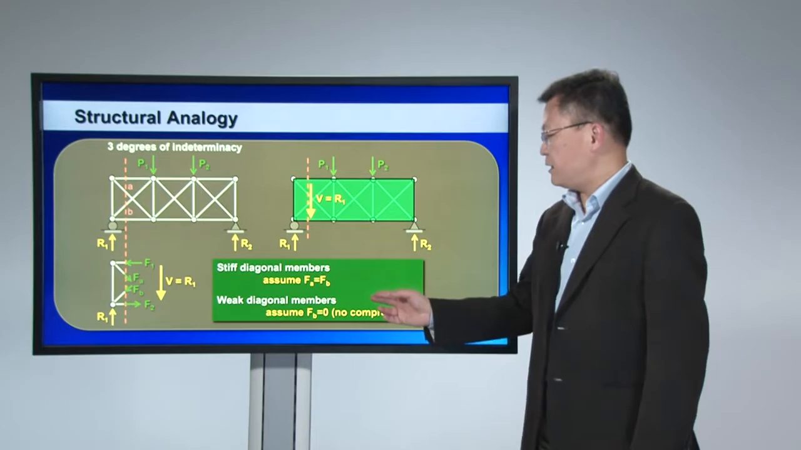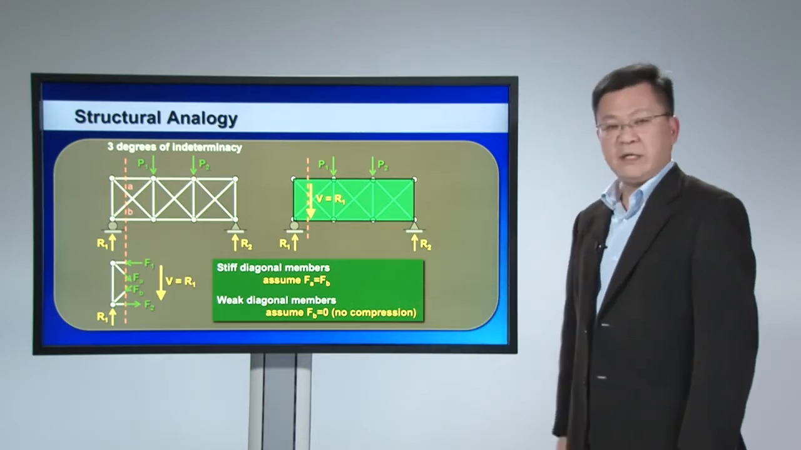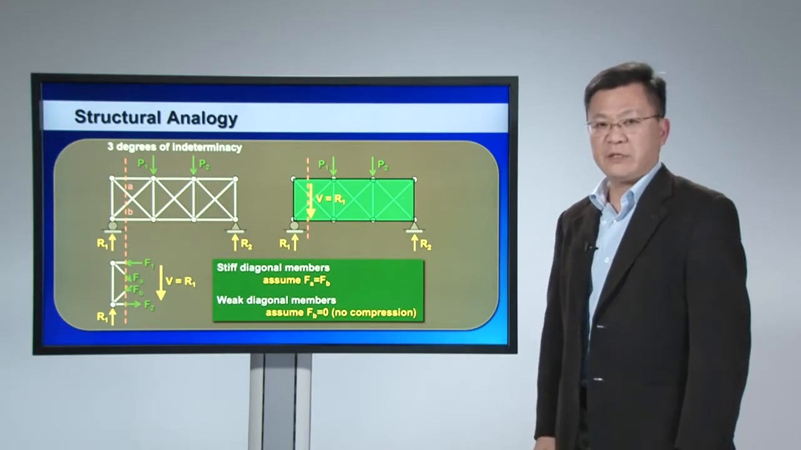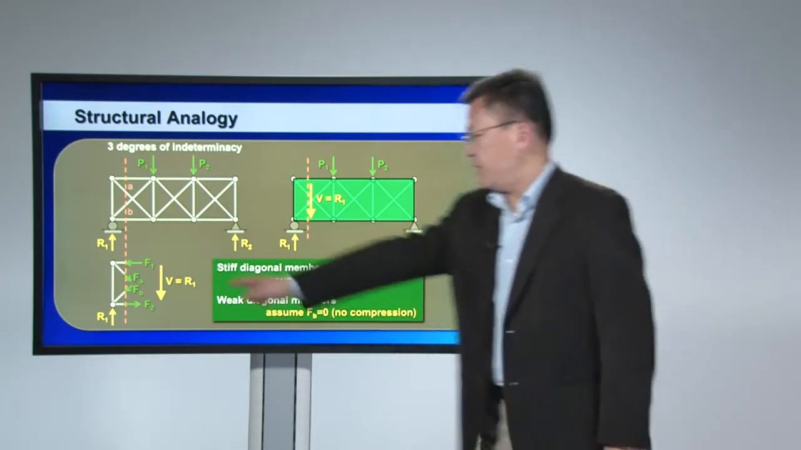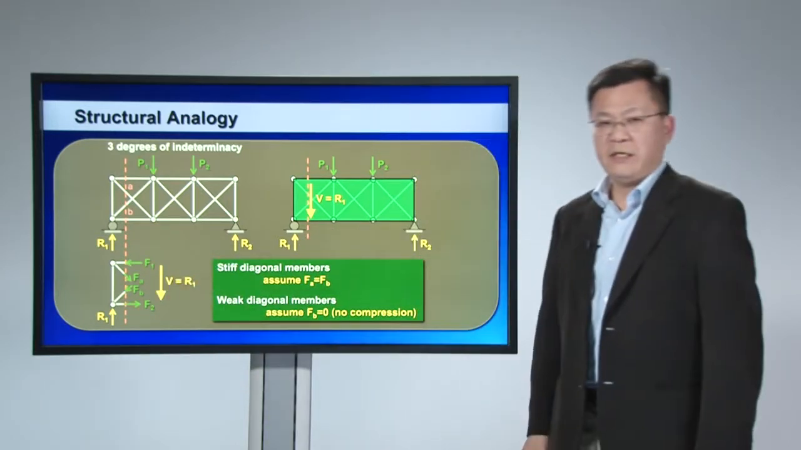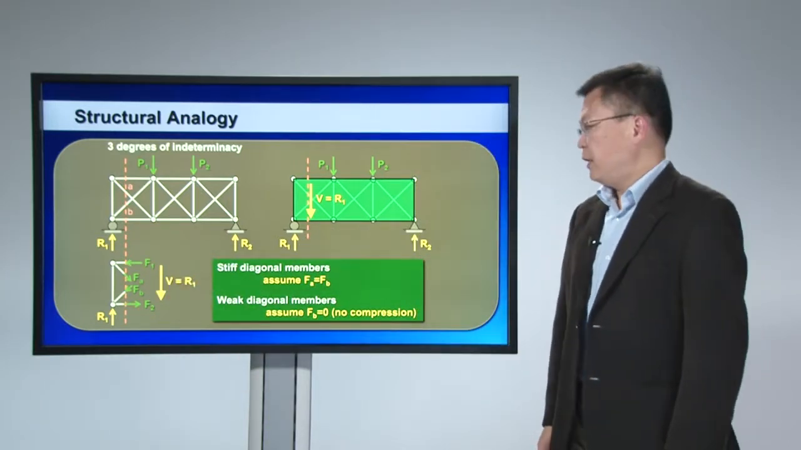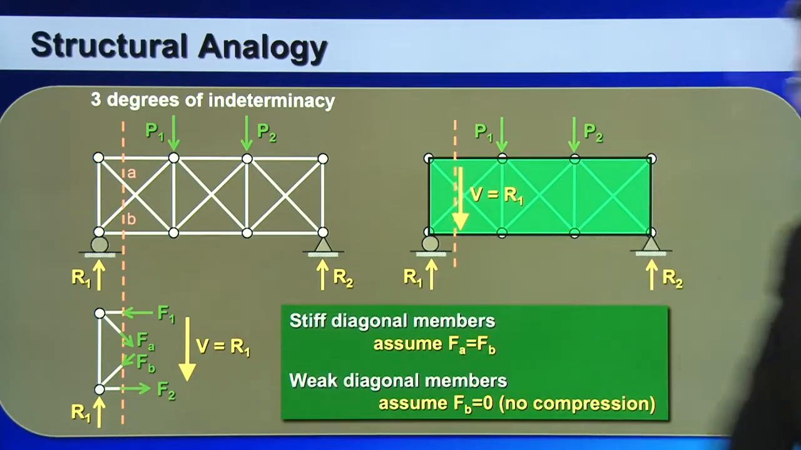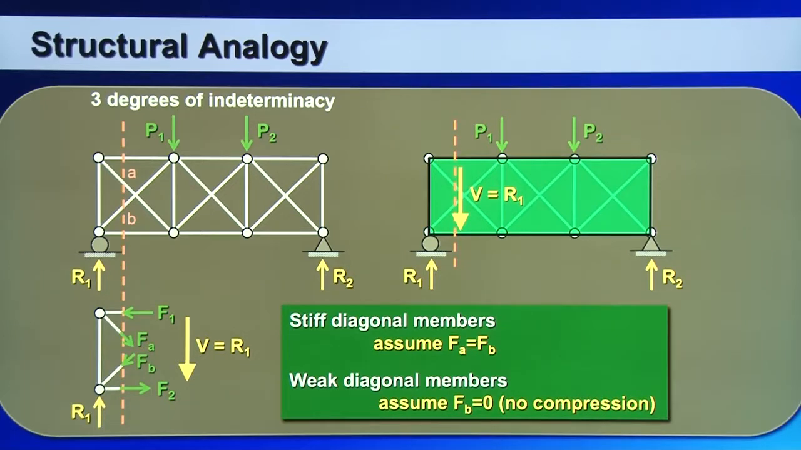If, on the other hand, the member is weak, that is to say it does not take compression force, then you can further assume that FB, which is a compression force, is equal to 0. So the shear force V is going to be solely taken up by the force FA.